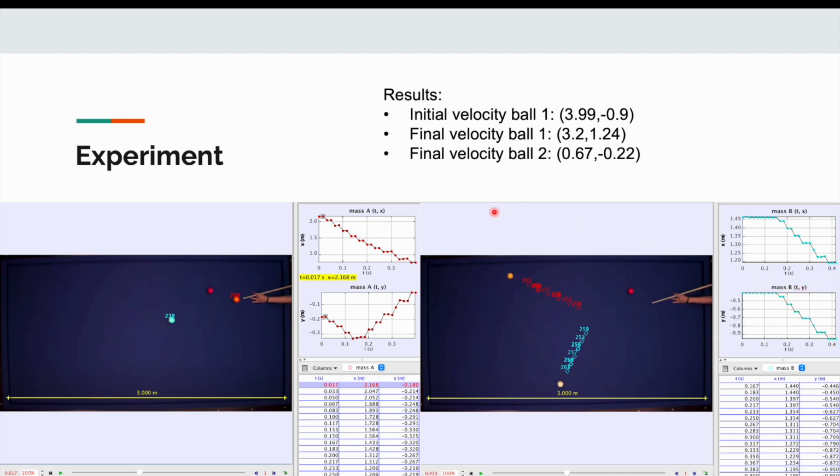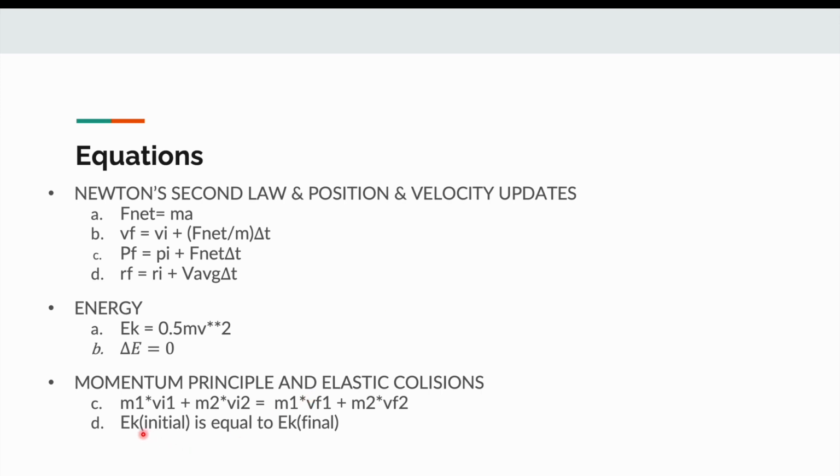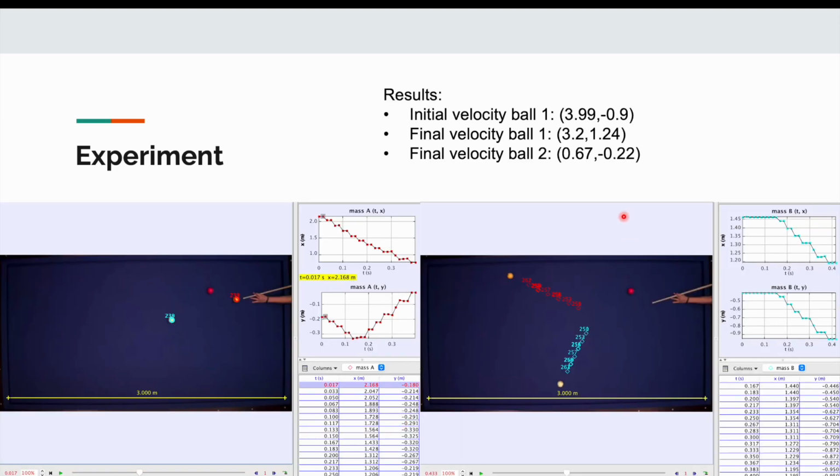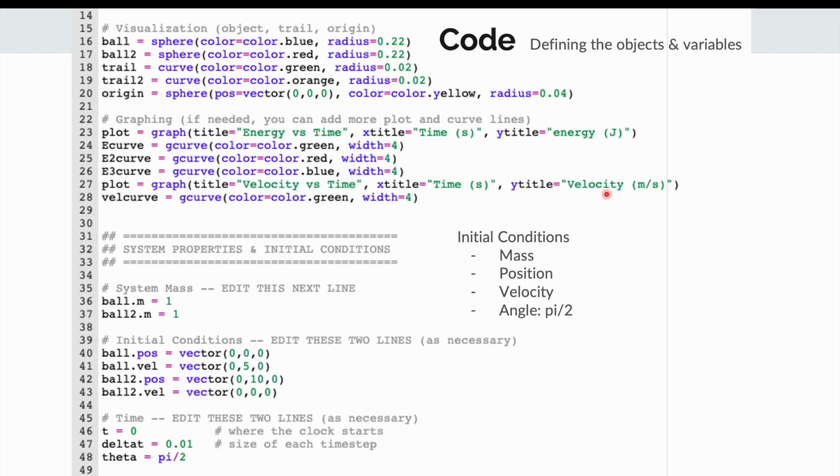If we calculate them, we find that the initial velocity of ball 1 is this, the final velocity is this, and the final velocity of the second ball is this. And if we do the math, it does satisfy this equation, because they're the same mass. This plus this is about equal to this, and this plus this is also about the same answer as this. So as we can see, it is quite similar with slight differences.